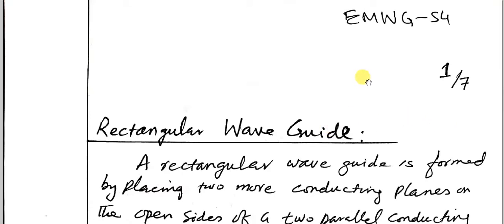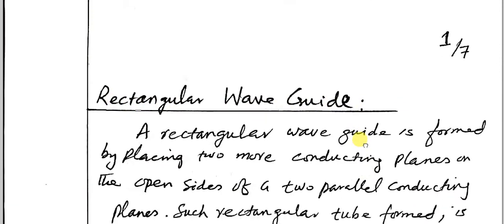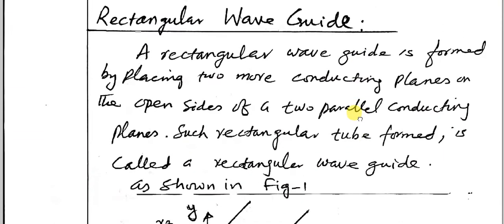Today's topic is the electromagnetic waveguide, which is section 4. The title of the topic is rectangular waveguide. We did the parallel conducting plane waveguide last time. Now we are going to discuss what a rectangular waveguide is.